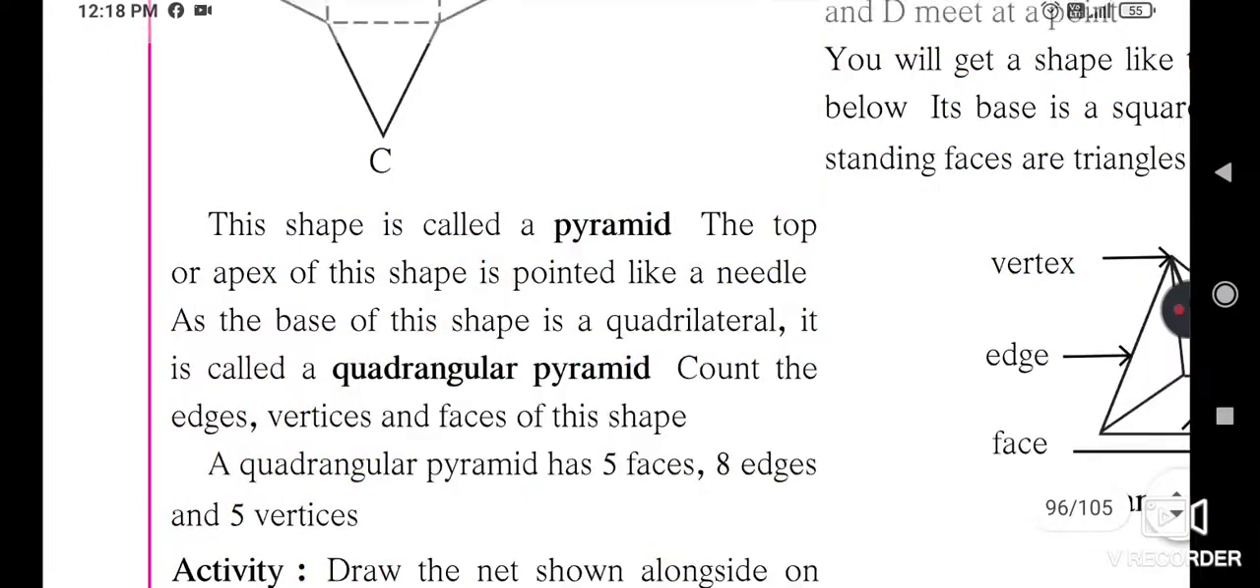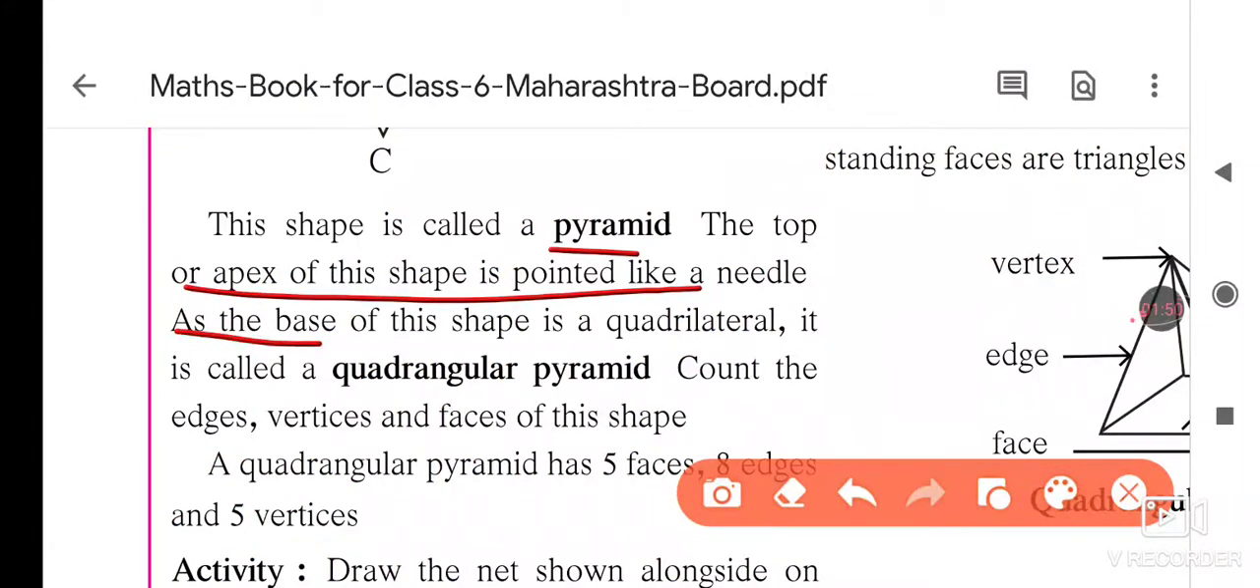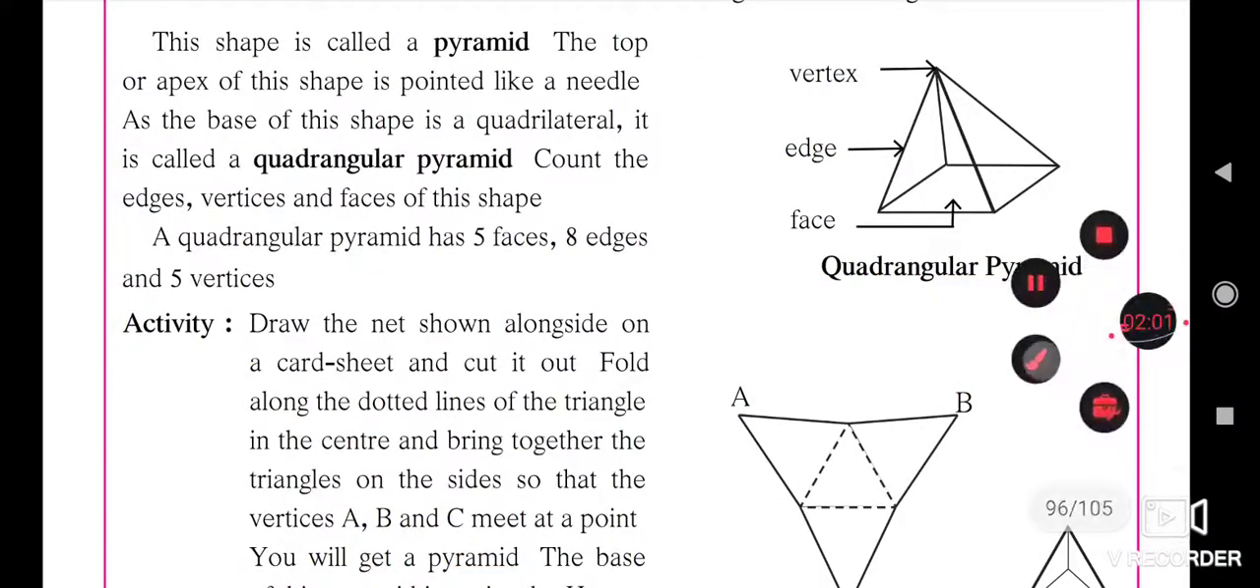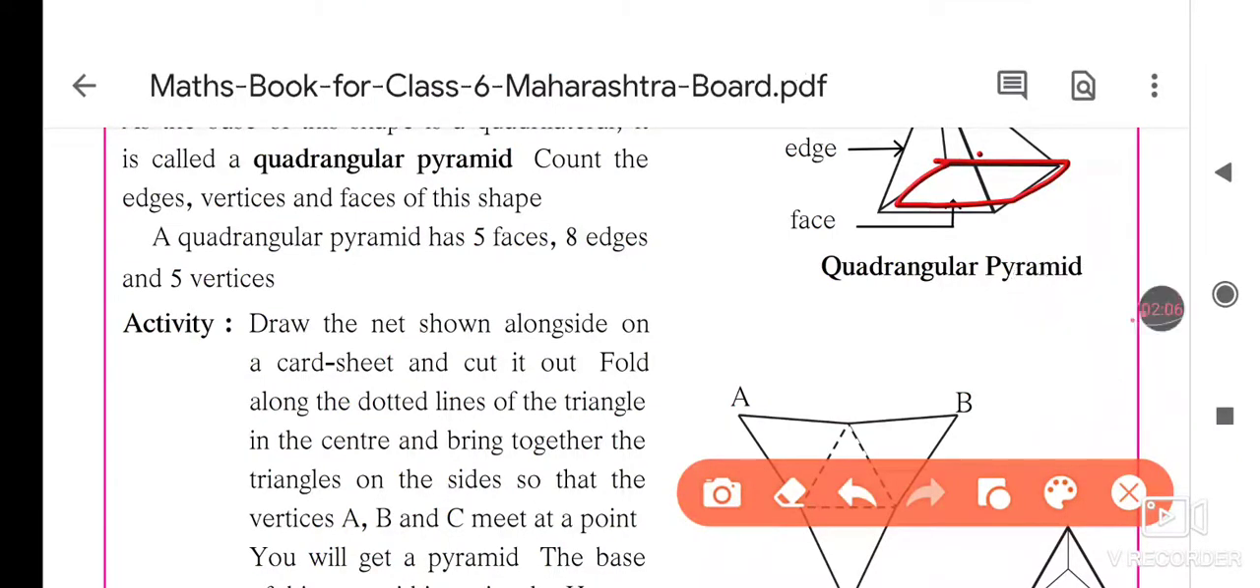This shape is called a pyramid. The top or apex of the shape is pointed like a needle. As the base of this shape is a quadrilateral, it is called a quadrangular prism. That means its base is a quadrilateral or square shape, and that's why it is called a quadrangular prism.